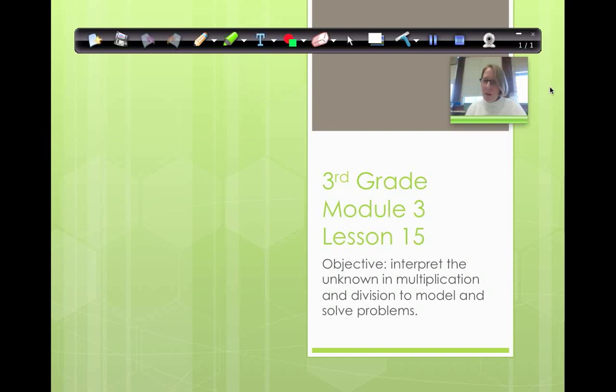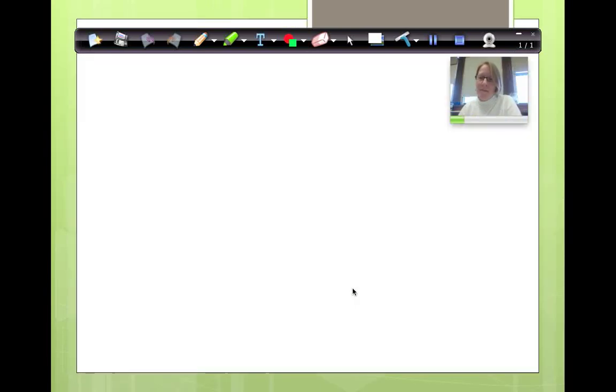All right, hello. Today we're going to be doing Module 3, Lesson 15, and our objective is that we're going to interpret the unknown in multiplication and division to model and solve problems. Now remember, whenever we have an unknown, that's the thing that we just don't know in the problem. We've been putting letters there. So today let's put some letters in some problems.